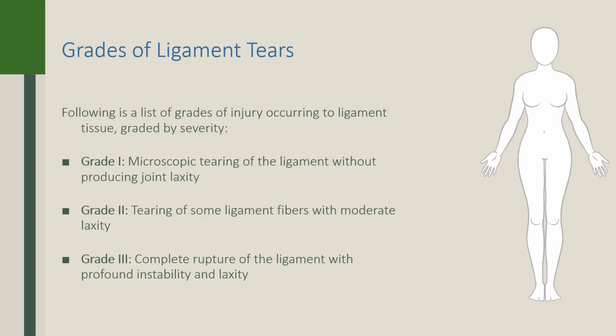Below is a list of the grades of injuries occurring to ligament tissue, graded by severity. A grade 1 is a microscopic tearing of the ligament without producing joint laxity. Grade 2 is tearing of some ligament fibers with moderate laxity. And a grade 3 is a complete rupture of the ligament with profound instability and laxity.